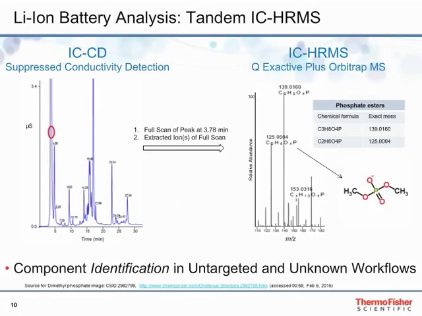The peak at a mass-to-charge ratio of 125.0004 is consistent with a proposed structure of dimethyl-phosphate anion. With 4 decimal point accuracy, the use of high-resolution mass spectrometry provides a high level of confidence in the identification of the degradation product and quickly eliminates thousands of alternate possibilities.